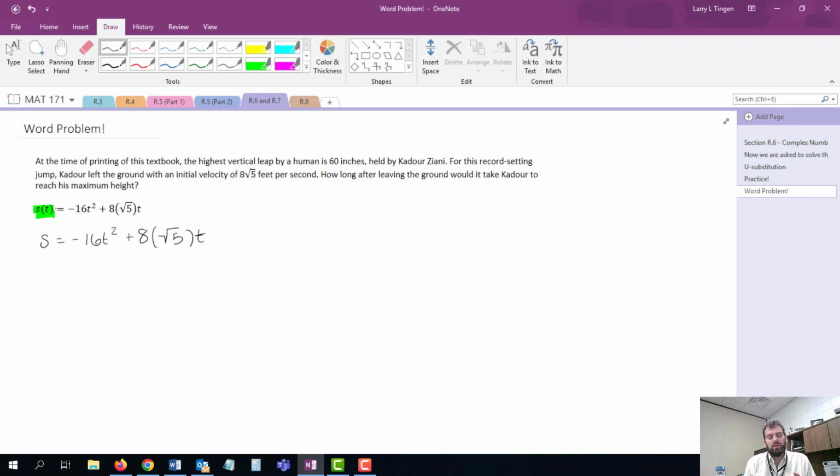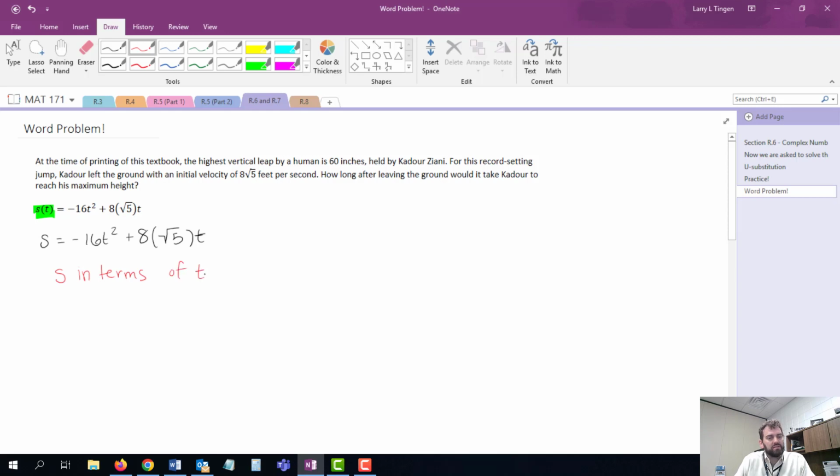It's a physics problem, so we actually have some underlying information here. This is telling me the position off the ground. So s is the height off the ground that Kadour reaches after t seconds. Now, you notice I'm saying s of t. The reason it's s of t is because I literally have s, the height, in terms of t. Think about what I just said. S in terms of t.